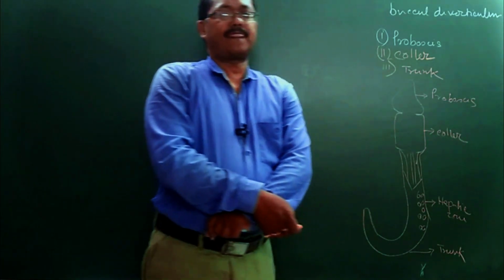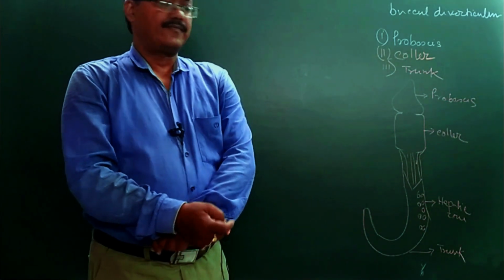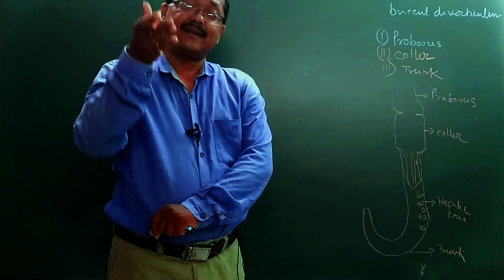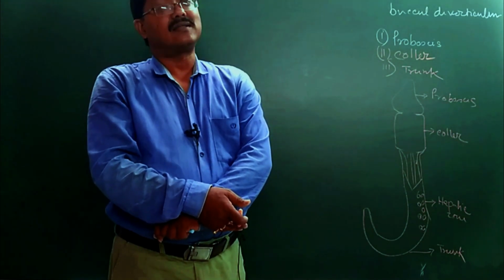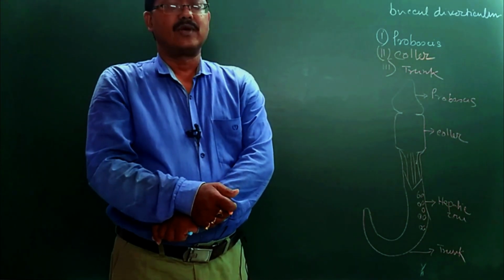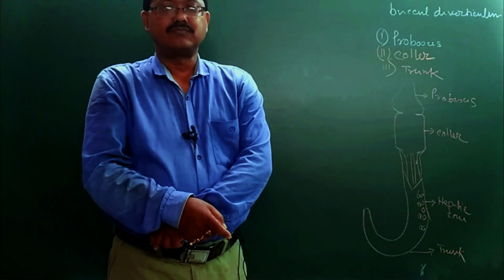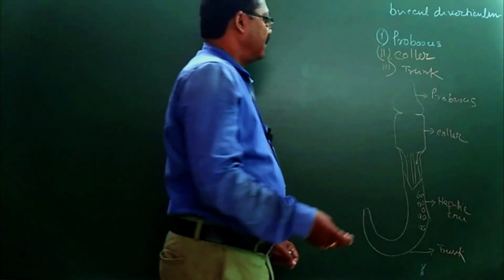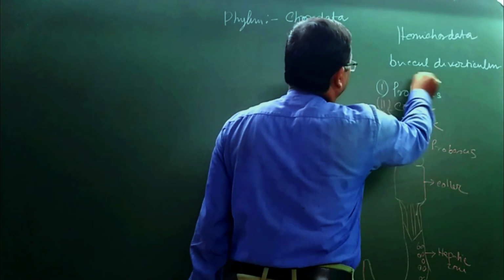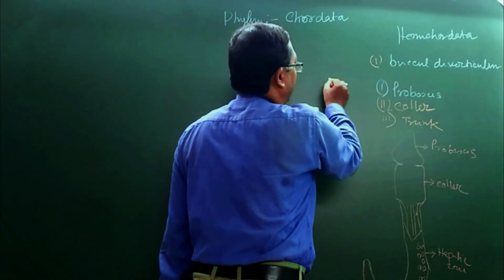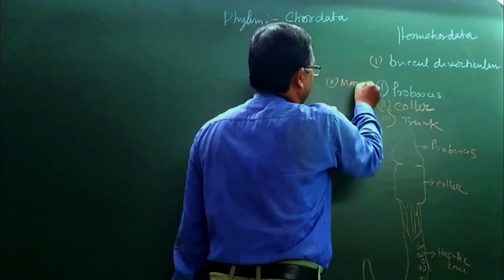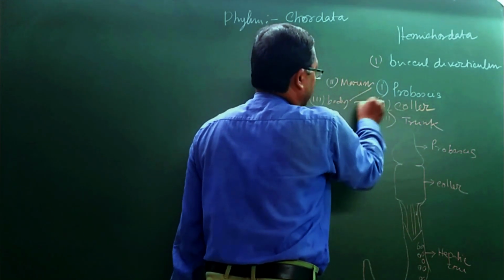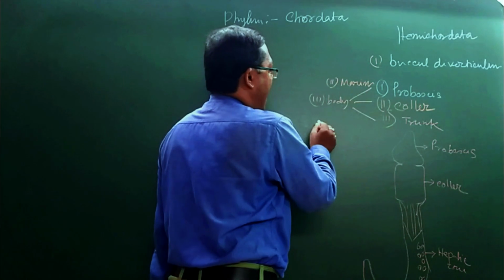They reproduce; they have separate male and female bodies, and they inhabit the soil in the seashore, and they form a U-shaped burrow near the seashore where the water depth is minimum. They are mostly marine. The main feature is the buccal diverticulum. Second, their habitat is marine, and their body consists of three parts: proboscis, collar, and trunk.